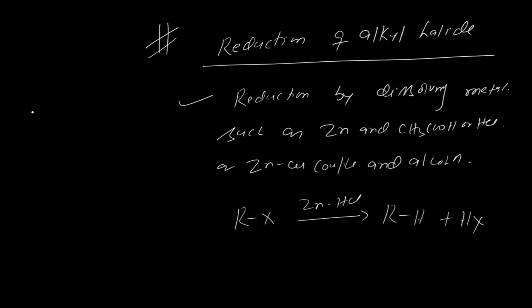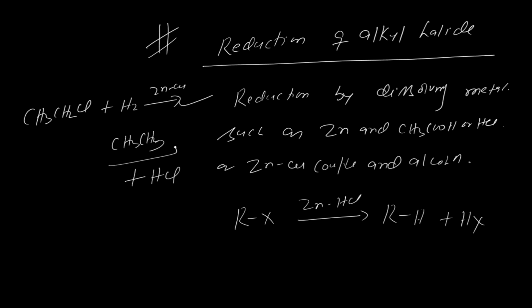I would like to give you some example, like when CH3CH2Cl combines with this, we can put the hydrogen over here in presence of zinc, copper and alcohol. So what will happen? It will give you CH3CH3 plus HCl is out over here. So this is your alkane. This is 2-carbon ethyl halide, ethyl chloride, and it will give you ethane. So this is the reduction of alkyl halide.